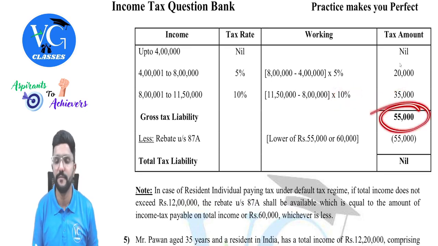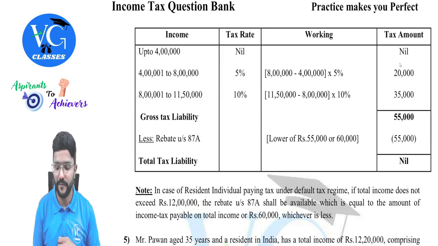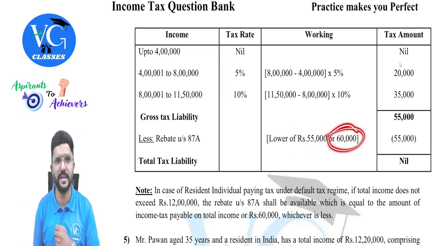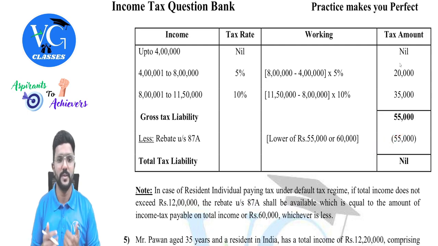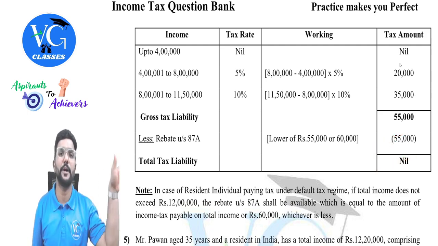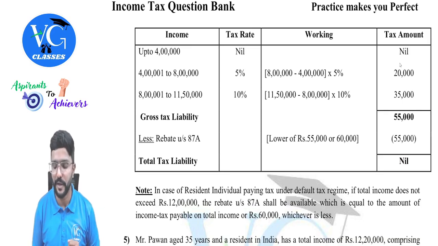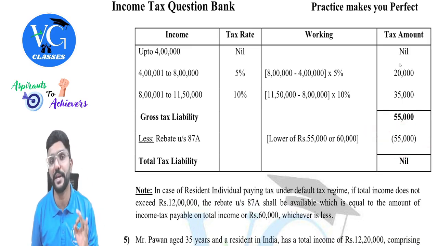So what is the gross tax? 55,000. What is the rebate available? 55,000 or maximum 60,000, whichever is lower, so 55,000. So what is the tax liability? Nil. You need not pay any tax. And please be careful, rebate should always be claimed before health and education cess.